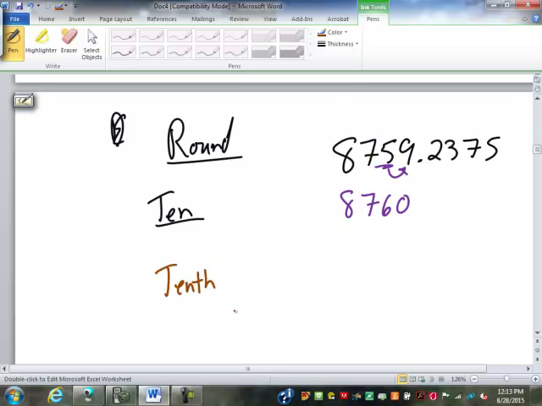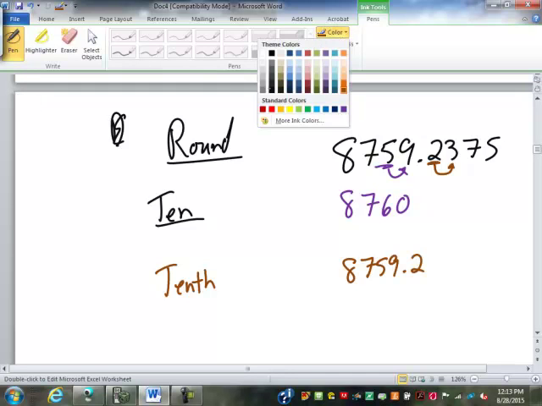If I round to the nearest tenth, where's the tenth place? That's the 2. Next digit is a 3, so it stays the same. So 8759.2. Make sure you distinguish between those. Every semester, somebody misses the 1,000 or the 1,000th or the 10 or the 10th. Be careful with those.